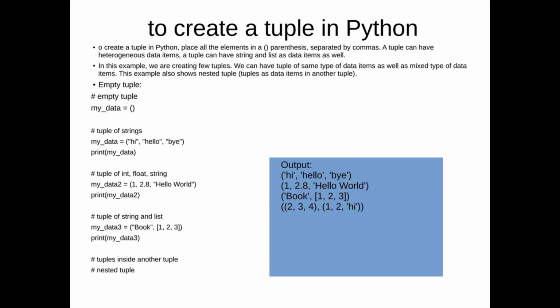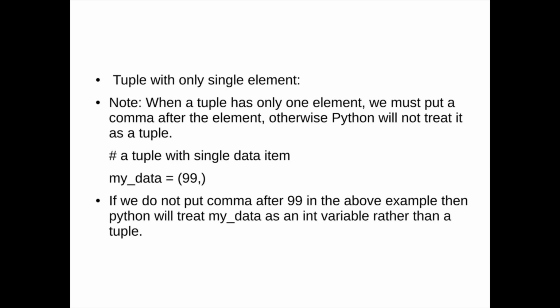The tuple with only a single element. When a tuple has only one element, we must put a comma after the element. Otherwise, Python will not treat it as a tuple. This is one of the very important things about tuples. If we do not put a comma after 99 in the above example, my data of 99 comma, Python will treat my data as an int variable rather than a tuple. This is a very important thing about tuples.